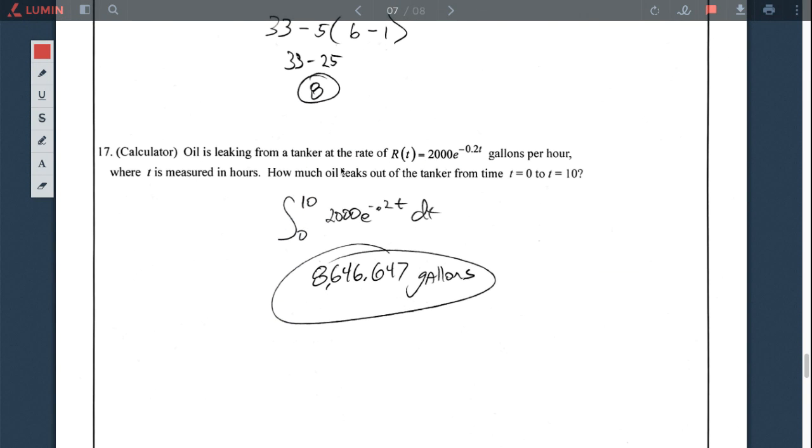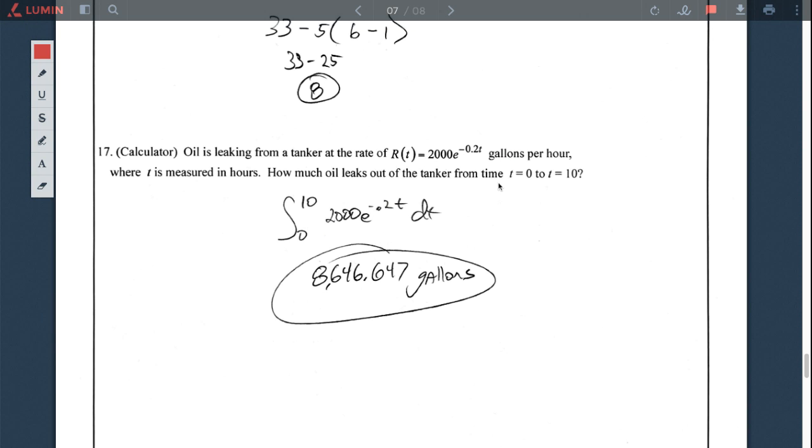17, oil is leaking from a tanker at a rate R of T, gallons per hour. So notice it's gallons per hour, which means I'm looking at a derivative where T is measured in hours. How much oil leaks out of the tanker from time 0 to 10? So we want to know how much oil. Oil is measured in gallons. So if I'm dealing with gallons per hour, in order to get gallons, that means I need to integrate.